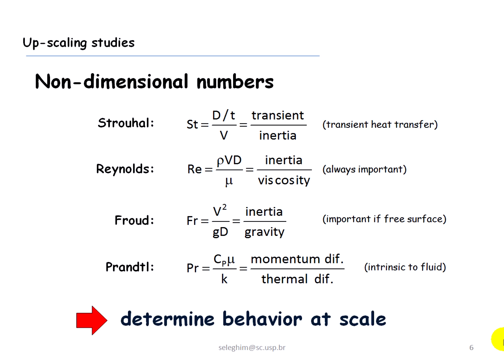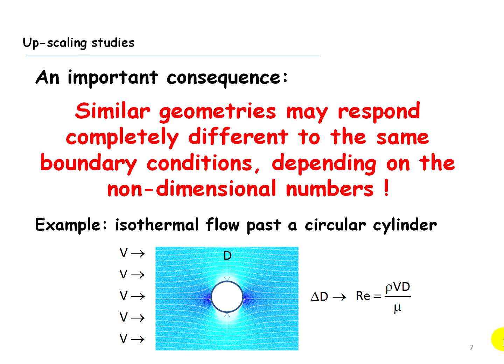So these numbers determine the behavior at the scale that you want to study your problem, and the scale parameter here is D, which can be the diameter of your reactor or whatever. An important consequence of this is that similar geometries may respond completely differently to the same boundary conditions depending on these non-dimensional numbers. So you may have exactly the same flow rates and so on, and your system may be completely different.